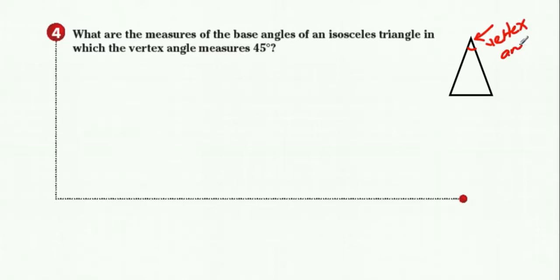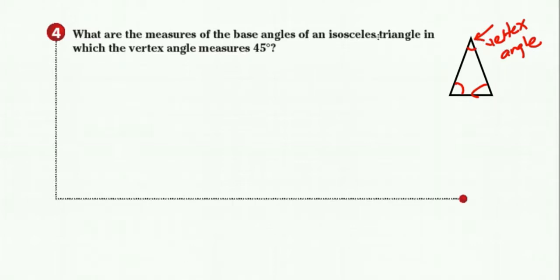Okay, these are your two base angles right here. We talked about that earlier. So what are the measures of the base angles of an isosceles triangle in which the vertex angle is equal to 45 degrees? So this is equal to 45 degrees.